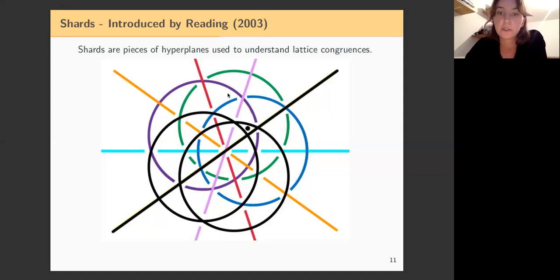So all I do to create the shards is I go around and I do that for every single intersection point, where at least 3 things intersect. Yeah, great.